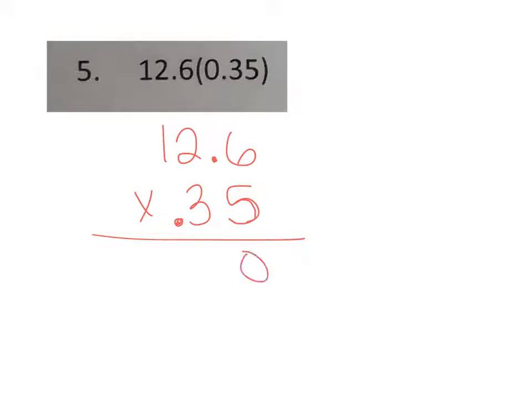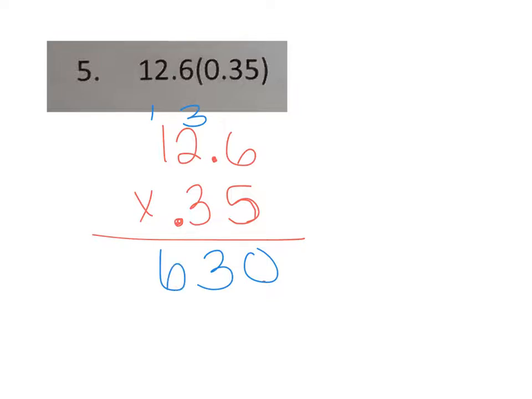6 times 5 is 30. Oh, here, let me do a different color. 6 times 5 is 30. 5 times 2 is 10 plus 3 is 13. 5 times 1 is 5 plus 1 is 6.